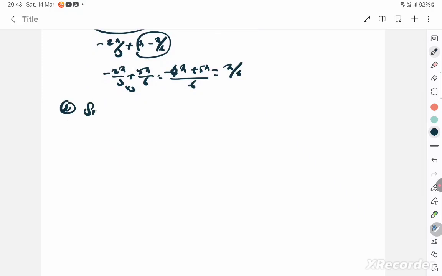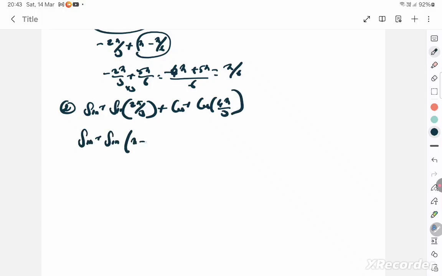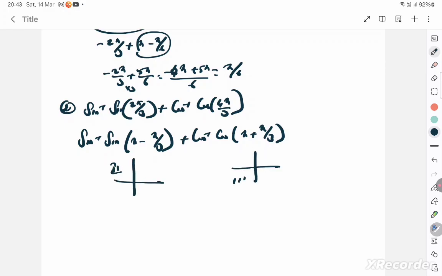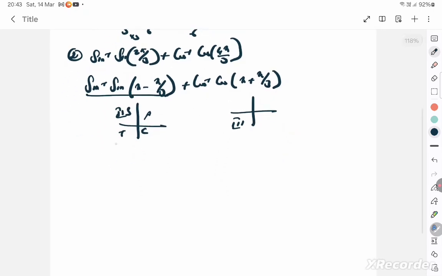Next is sine inverse of sine 2 pi by 3 plus cos inverse of cos 4 pi by 3. You can write it as sine inverse of sine pi minus pi by 3 plus cos inverse of cos pi plus pi by 3. From here this is in the second quadrant. From here this is in the third quadrant. All school tortured children, sine is positive in the second quadrant, so this can be written as sine inverse of sine pi by 3. So pi by 3 is on this side, and let's go to that side. It's like pi plus pi by 3.